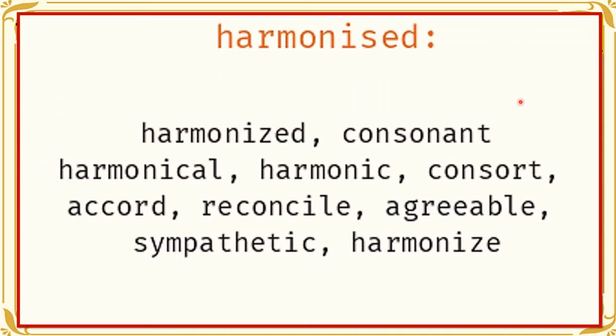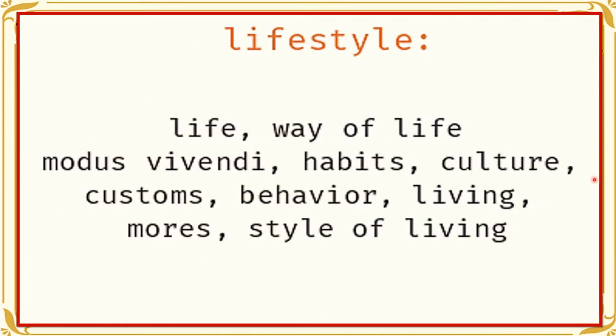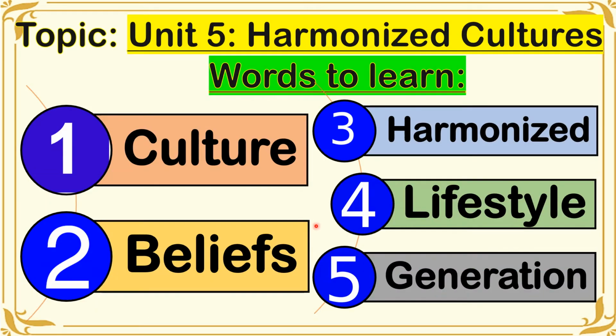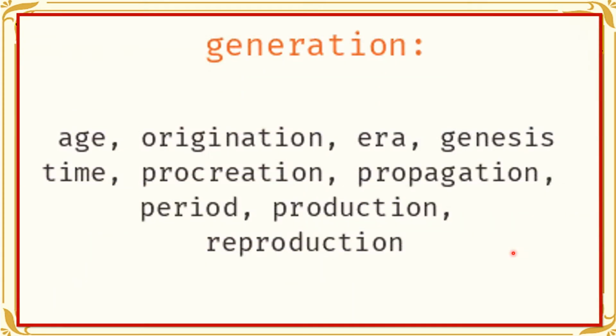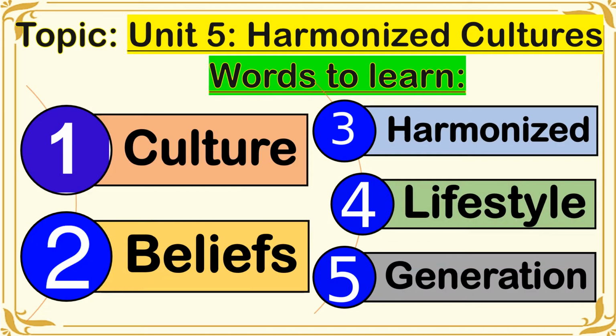Harmonized means consonant, harmonical, harmonic, concert, accord, reconcile, agreeable, sympathetic, and harmonized. Next word is lifestyle. Lifestyle means your life, your way of life, modus, habits, culture, customs, behavior, living, your morals, and your style of living. And the last word that we have is generation, which means age, origination, era, genesis, time, procreation, propagation, period, production, and reproduction. These 5 words are very important because they help us understand our topic much better.